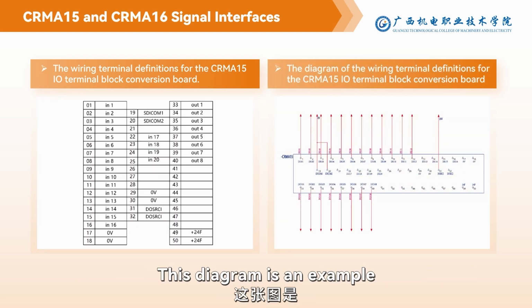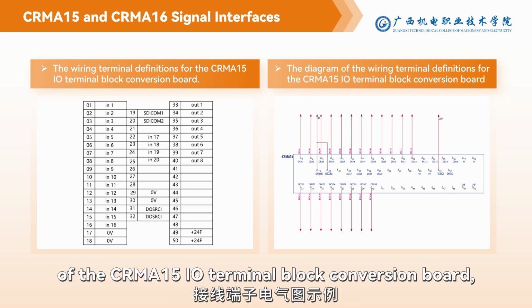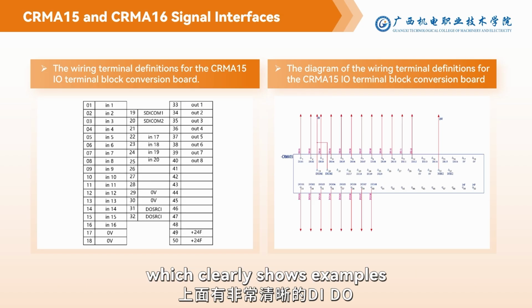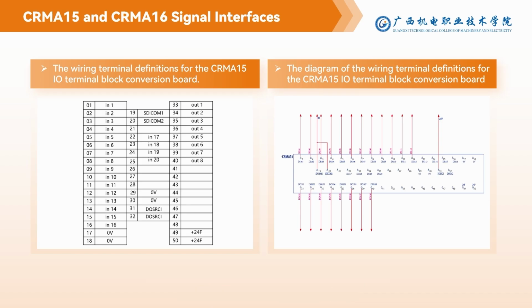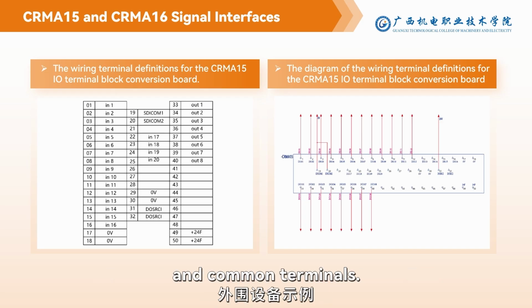This diagram is an example of electrical diagram for the wiring terminals of the CRMN15 I/O terminal block conversion board, which clearly shows examples of peripheral devices connected to DIDO and common terminals.